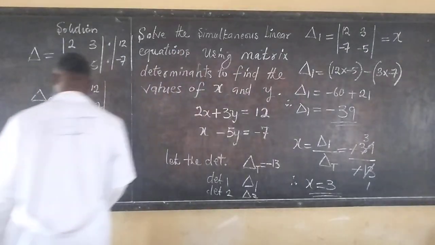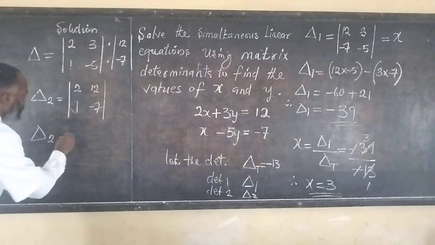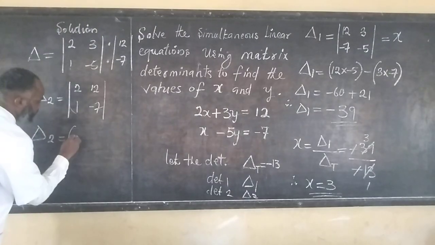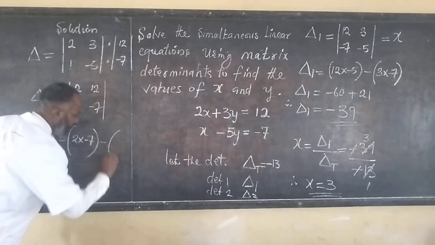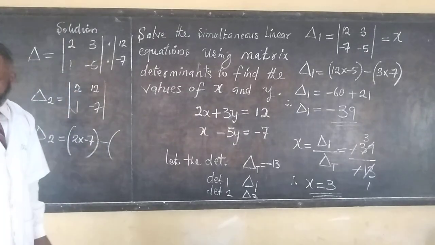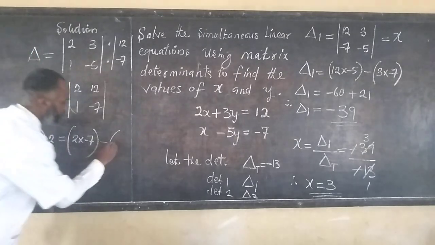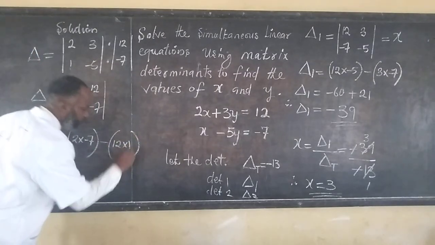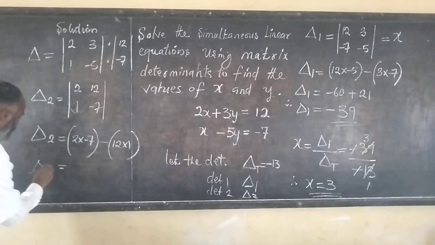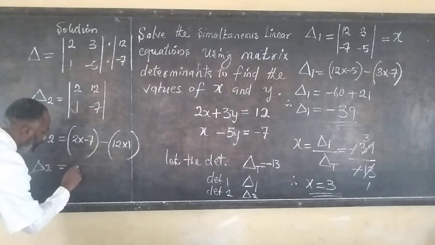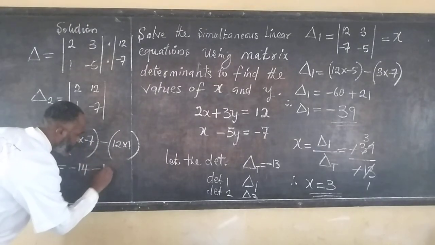Now we've done that. Quickly, we can then find determinant 2 is equal to, bracket open here, 2 times minus 7, bracket close, minus, bracket open once again, 12 times 1, bracket close. And what do we have at this point? We have determinant 2, this time this is minus 14. And finally this time this is minus 12.